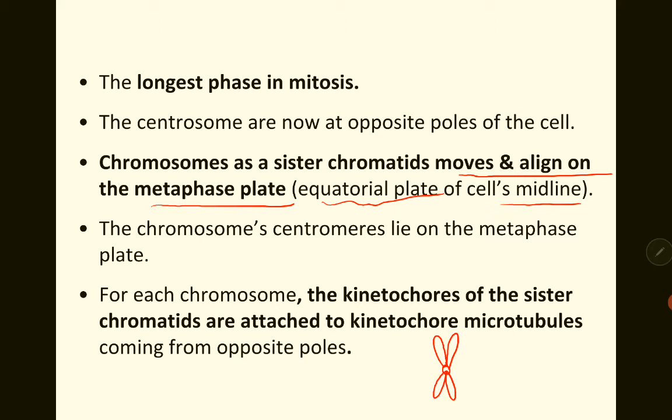Now for these sister chromatids, they have some protein-like structure. We call it the kinetochore. So the kinetochore microtubule is the microtubule that attaches to the kinetochore, beside the centromere.